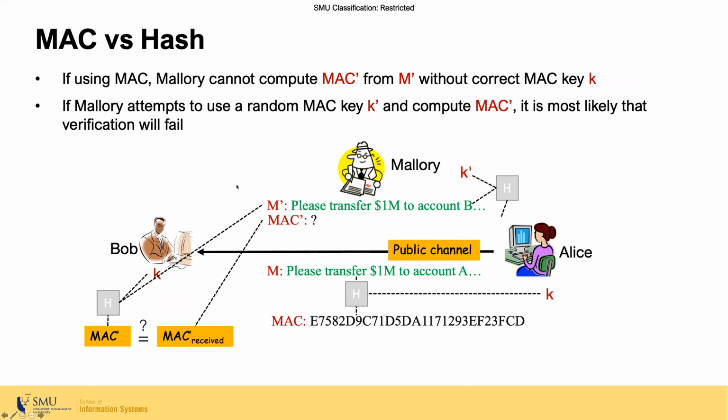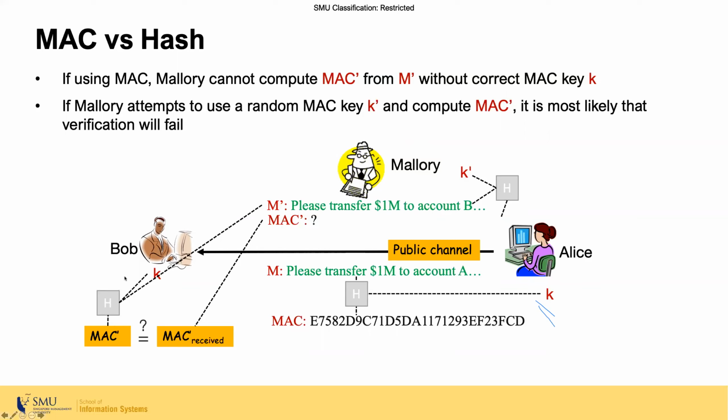So when using MAC, it should be intuitive by now. Even though Mallory tries to modify the message to M prime, without having the correct MAC key, which is used by Alice to compute the MAC, this Mallory guy will not be able to compute the correct MAC prime value without using the correct MAC key.